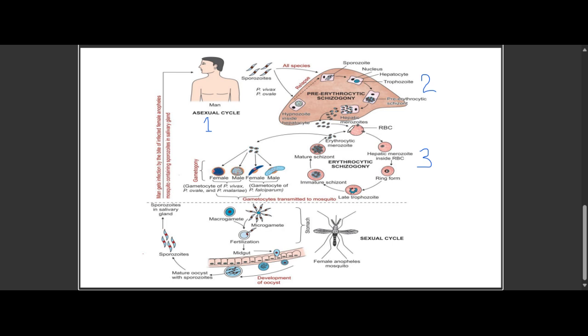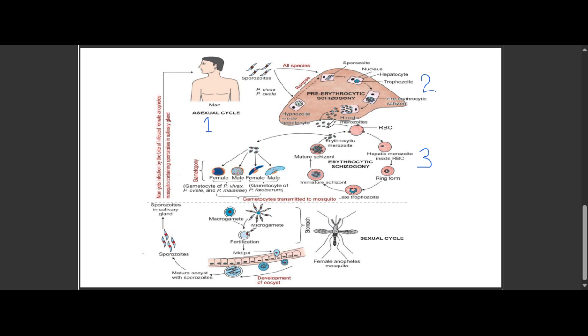Okay, so what happens? Remember, the sporozoites matured in the liver, and when they matured, they formed hepatic merozoites. As they formed those hepatic merozoites, you'll find that the hepatic merozoites will now be released into the bloodstream, as you can see here.